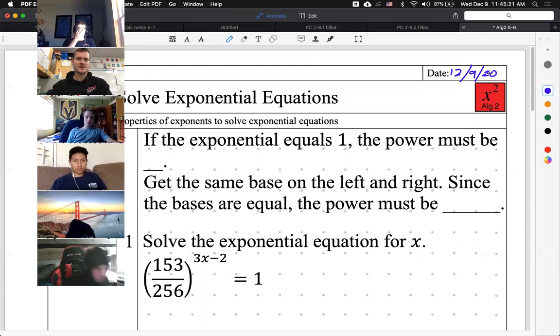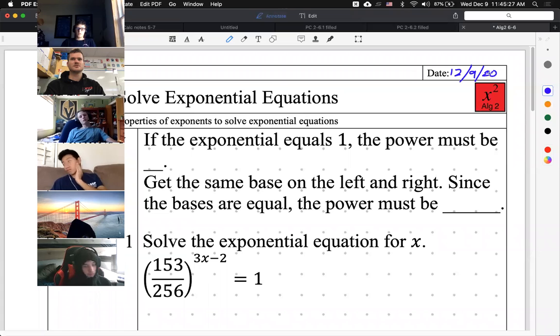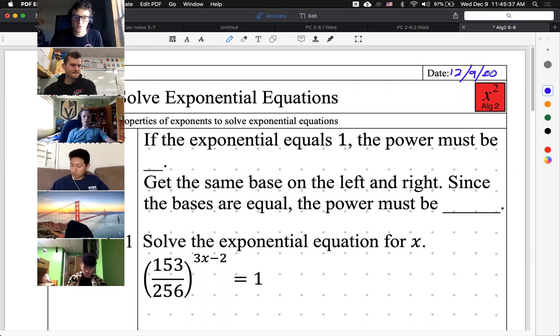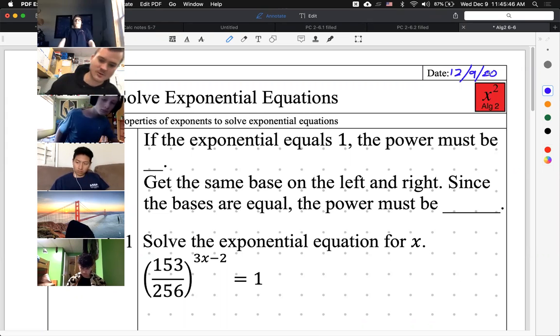The objective today is to do what? With the quiet raise hand. No one wants to read the objective? Go for it, Wyatt. Use properties of exponents to solve exponential equations. Yes, we can finally do it, guys. We can actually solve it. We can actually use the tools that I've been teaching over the past week to actually do a problem now.